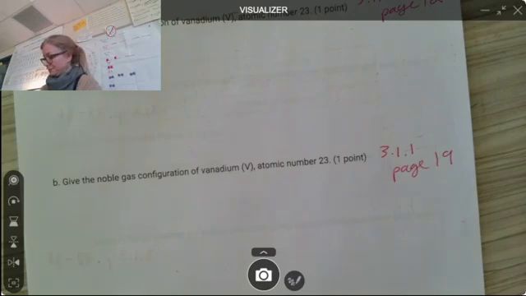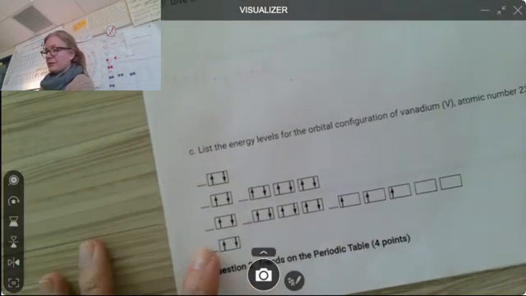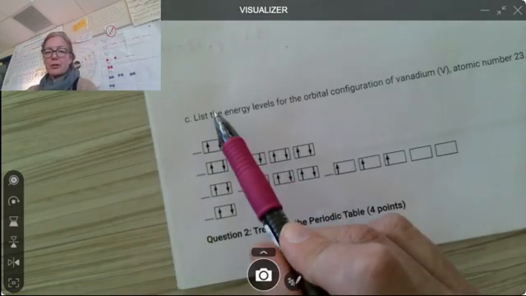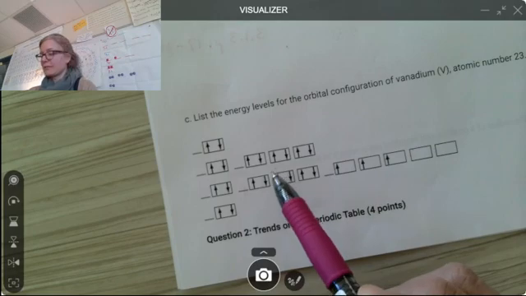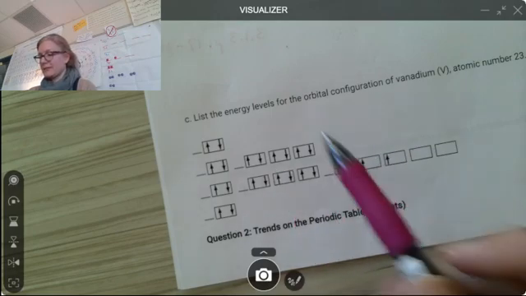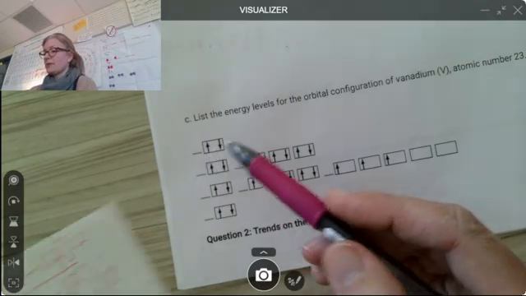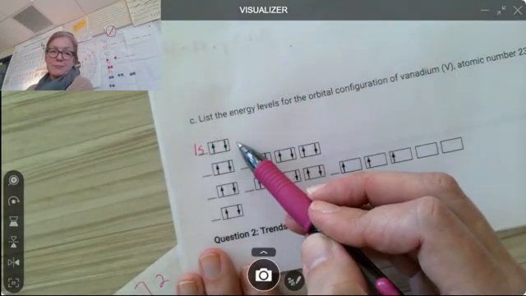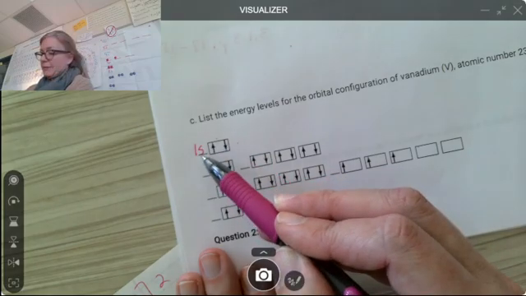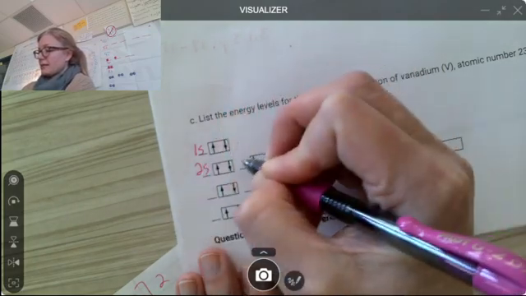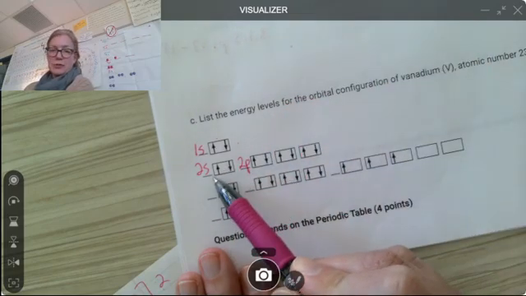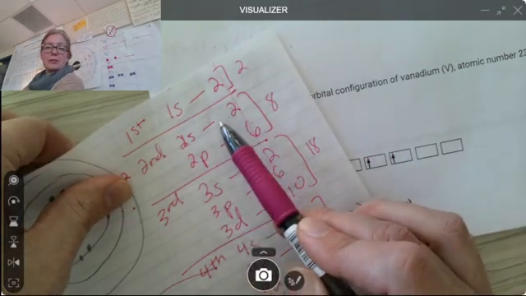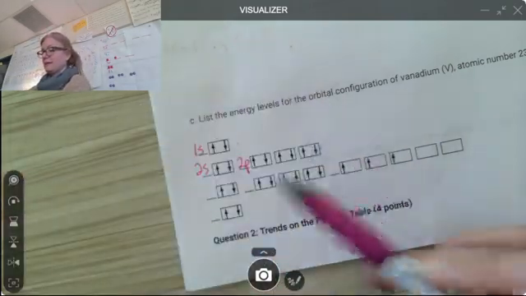But what we do, if you could go down to C on 3.3.5, on the first page, I'm going to tell you the answer to C because it's not very clearly described in the text. Each arrow is an electron. This is the first energy level, the 1s sublevel, so there are 2 electrons in the 1s sublevel. Then this is 2s, and this is 2p. The 2s has 2 electrons, and the 2p has 6 electrons, for a total of 8 in the second energy level.